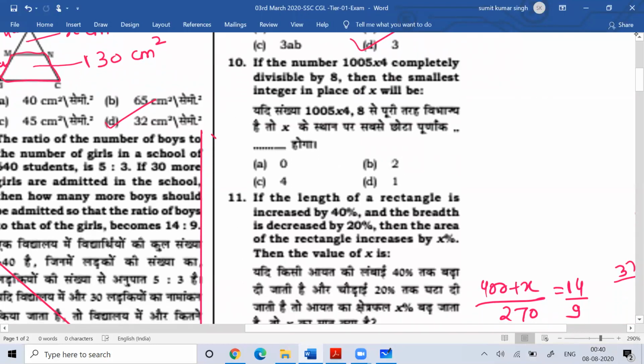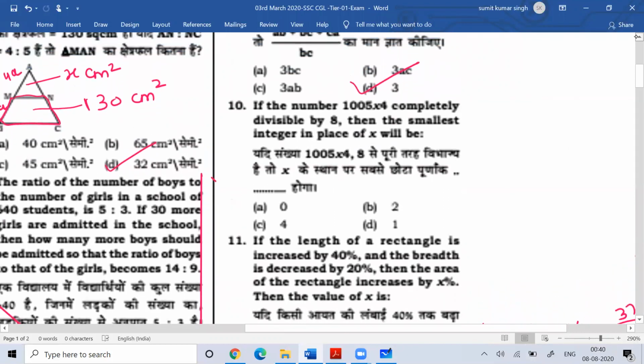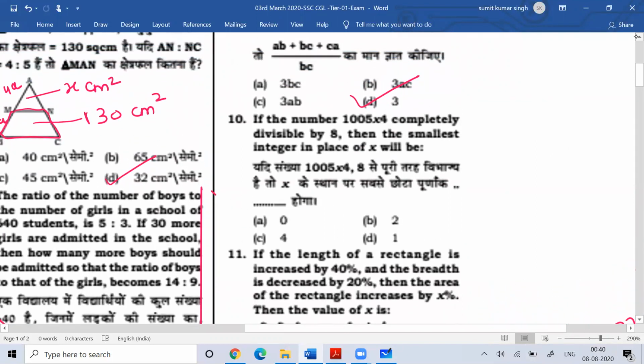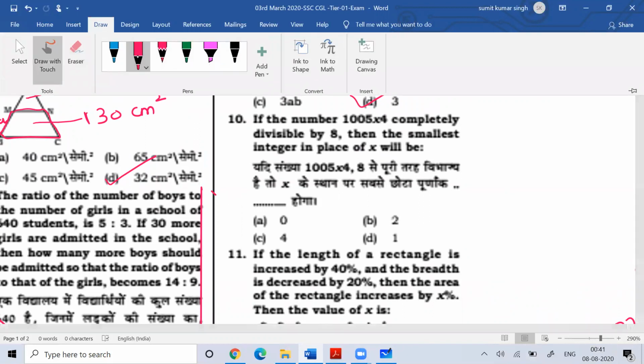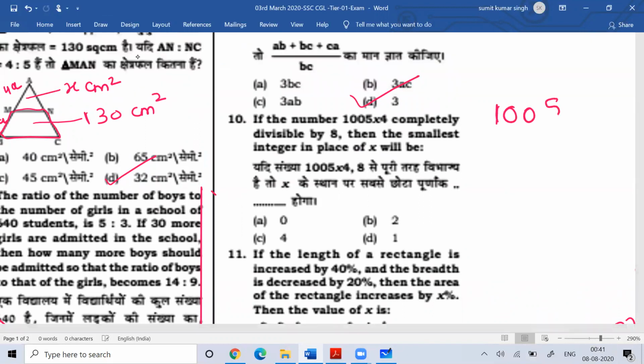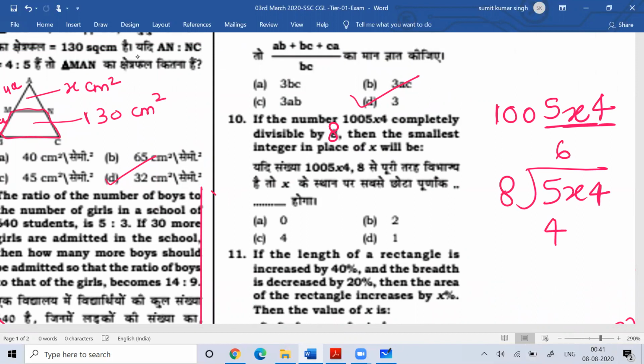Now you can see this question. Very easy question. It is like: if the number 1005x4 is completely divisible by 8, then find the smallest integer in place of x. So you should know the divisibility rule of 8. The divisibility rule of 8 states that the last 3-digit number should be divisible by 8. So 5x4 should be divisible by 8. So if you think, then 8 6s are 48.